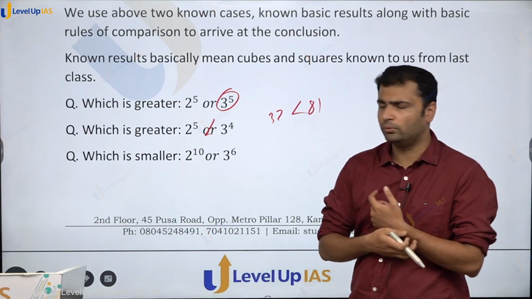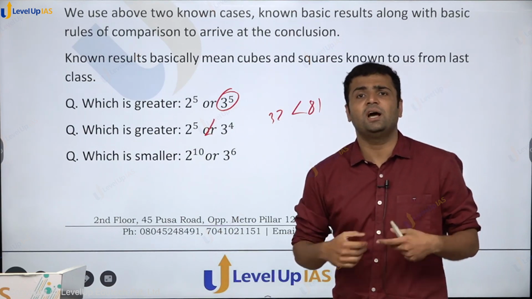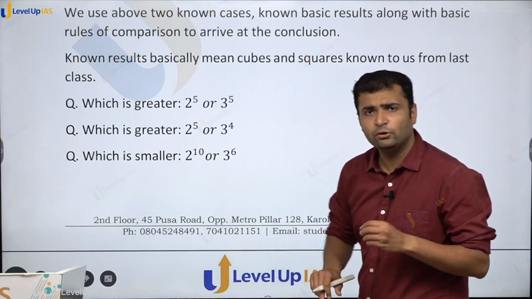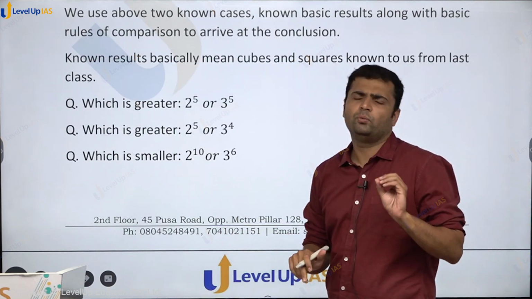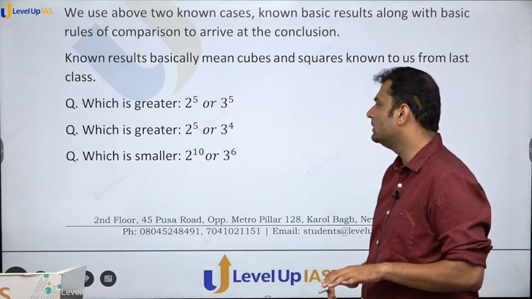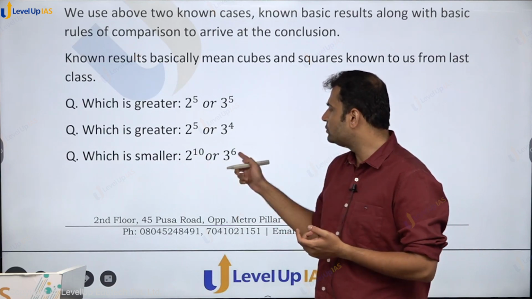So we already know, wherever we know something, we can use it. Okay? Don't wait for the formulas. Manually do as much as you can, please keep it simple. Don't complicate things unnecessarily. Now 2 raised to 10 and 3 raised to 6.